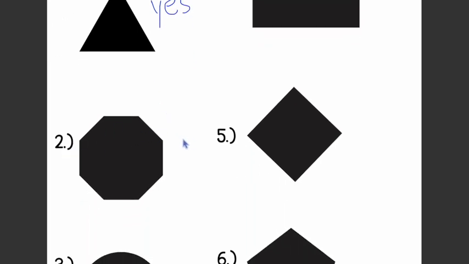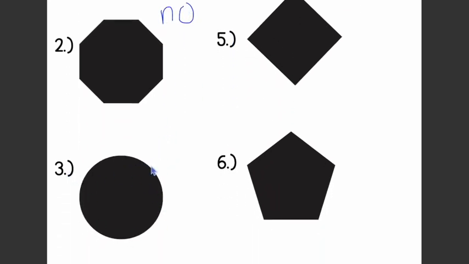Number 2, we have an octagon. So we try drawing an octagon on 2 of its sides. So one here and one here. We can see that it leaves a gap that isn't the octagon. So this figure doesn't tessellate.